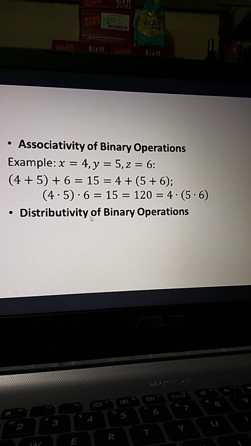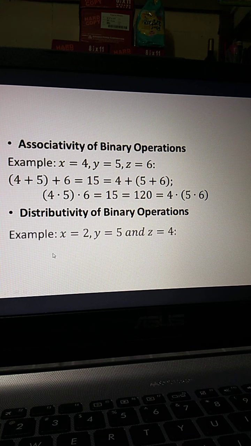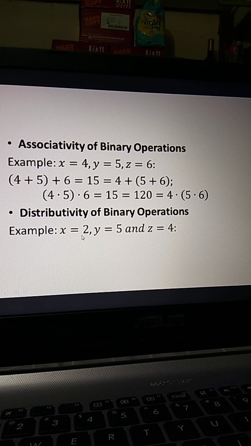For the distributivity of binary operations, let's say x is equal to 2, y is equal to 5, and z is equal to 4. If we have 2 times the quantity 5 plus 4, that 5 plus 4 is 9, times 2 is 18. That is the same as when you distribute the 2 first. So 2 times 5 and 2 times 4. 2 times 4 is 8. 10 plus 8 is also 18.